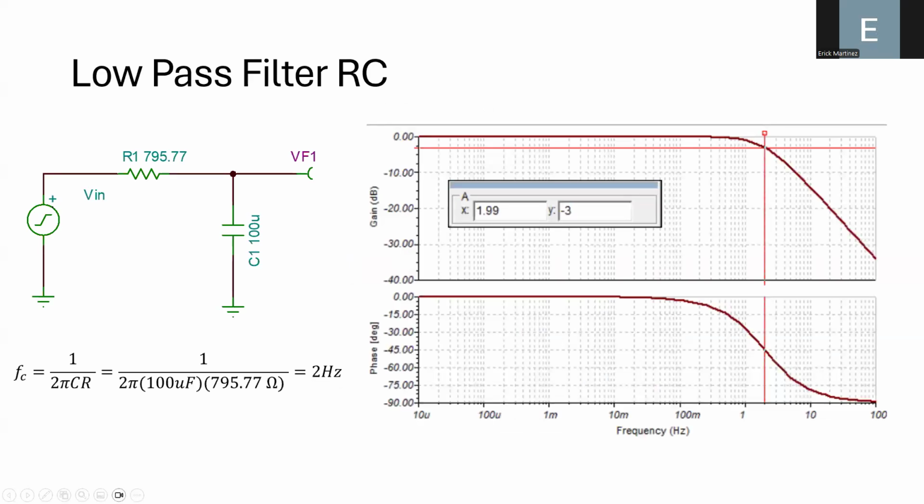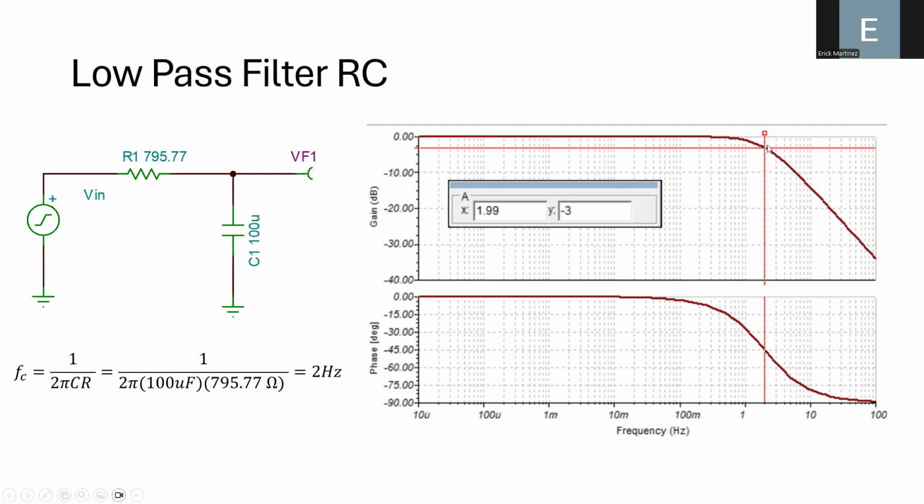Here I make an example. I design a low-pass filter with a cutoff frequency of 2 Hertz. Remember that this cutoff frequency is the threshold at which the frequencies will be either attenuated or maintained the same. Since it is a low-pass filter, it allows frequencies below 2 hertz to pass as they are.